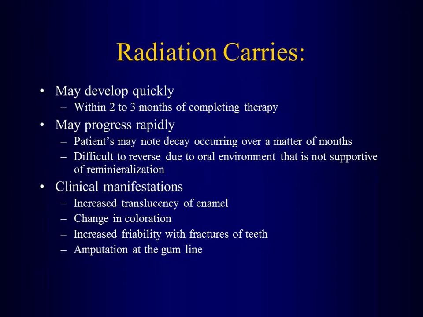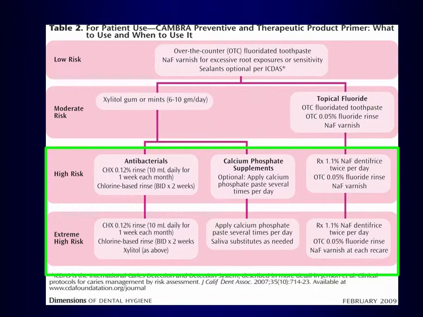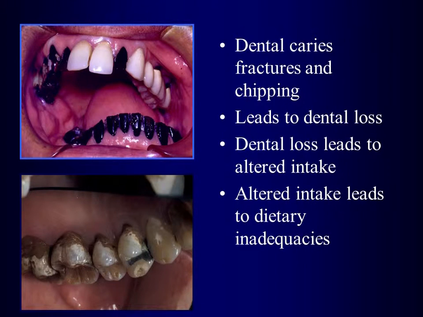The clinical manifestations are increased translucency of the enamel, change in coloration, friability with fracture, and amputation of the teeth at the gum line, which looks something like this. So you get the fractures, you'll get dental loss. Dental loss, of course, leads to altered intake, and altered intake, as we know in the elderly patient population who have a higher rate of being edentulous, leads to dietary inadequacies.